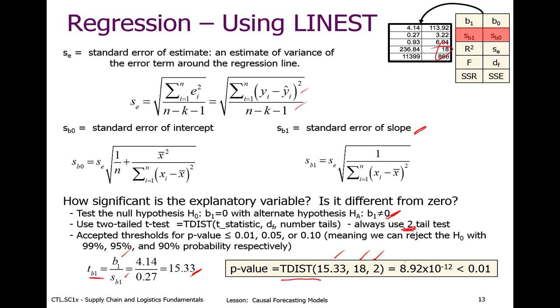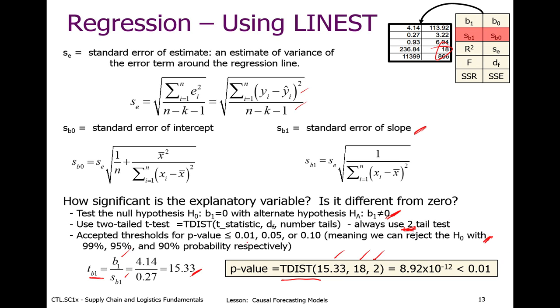What's the p-value? Well, the p-value is essentially the probability that we accept the null hypothesis. So what we're interested in is 1 minus that. So we want the lowest p-value. For this case, it comes out as 8.92 times 10 to the negative 12, which is tiny, right? This is much less than 0.01. What does this mean? This means we can reject the null hypothesis with 99% probability.